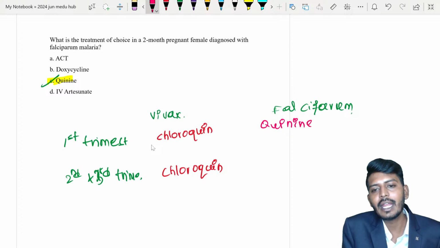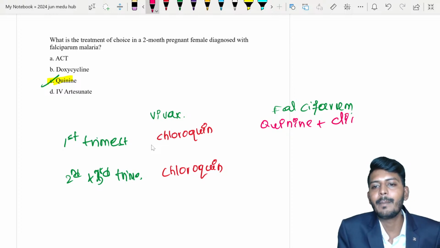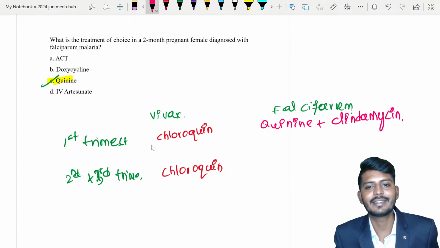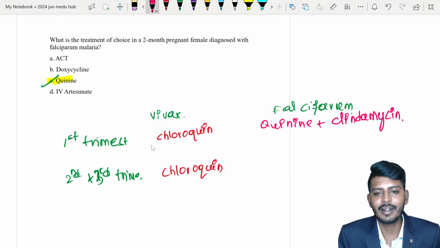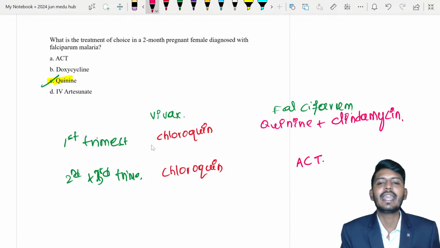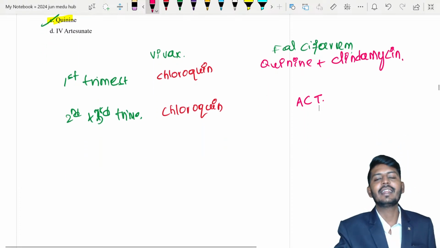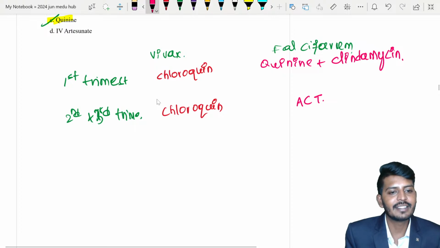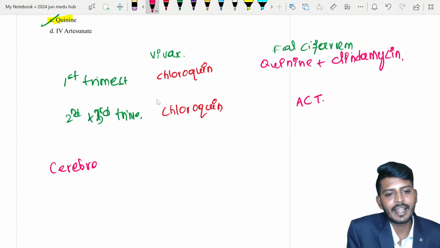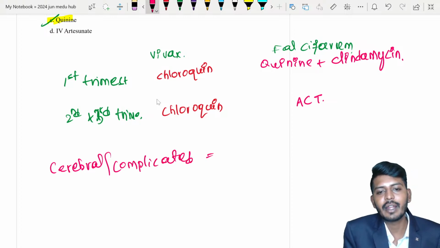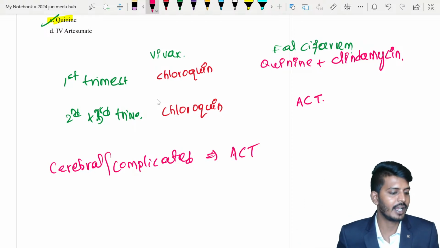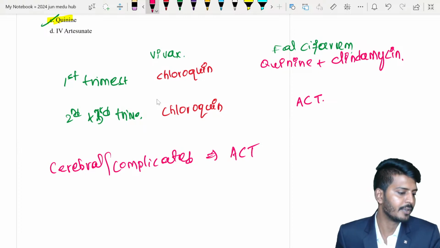Quinine is not given alone, rather quinine combined with clindamycin. For falciparum malaria, if it is in the second and third trimester, then ACT, artemisinin combined regimen, artemisinin combined with other drugs. If it is cerebral or complicated malaria, again we are going to use ACT only. Primaquine is absolutely contraindicated in pregnancy.